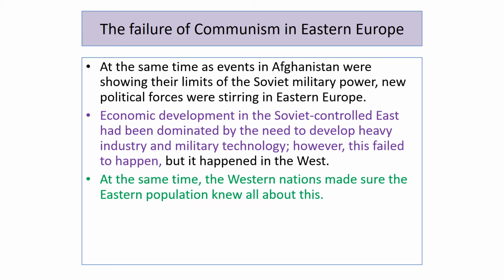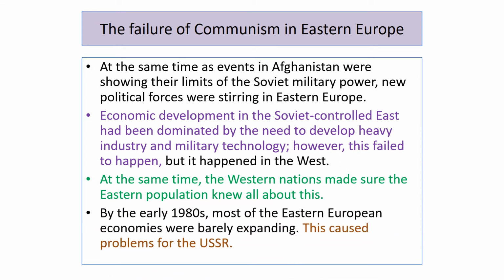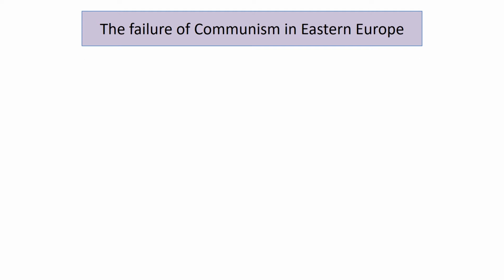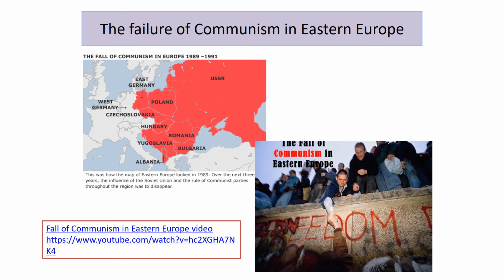Now, at the same time, the Western nations made sure that the Eastern population knew all about the progress that they were making in the West, but the East wasn't making the same progress. Now, by the early 1980s, most of the Eastern Europe economies were barely expanding, and this caused a lot of problems for the Soviet Union. Now, you can see here the fall of communism in Eastern Europe. There's a short video for you to watch here which gives a bit more detail about communism failing in Eastern Europe, and you'll be able to add notes around your map that you've been given for this as well.